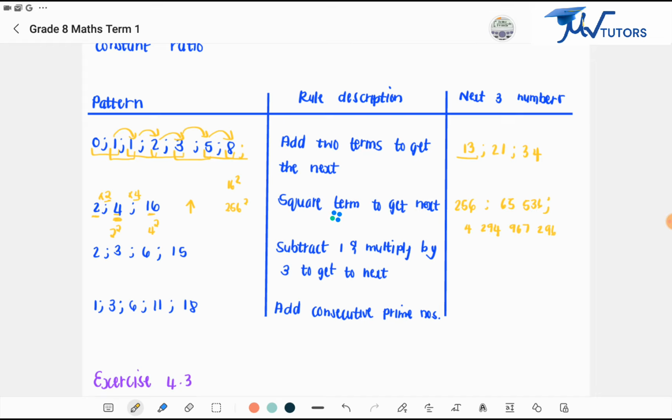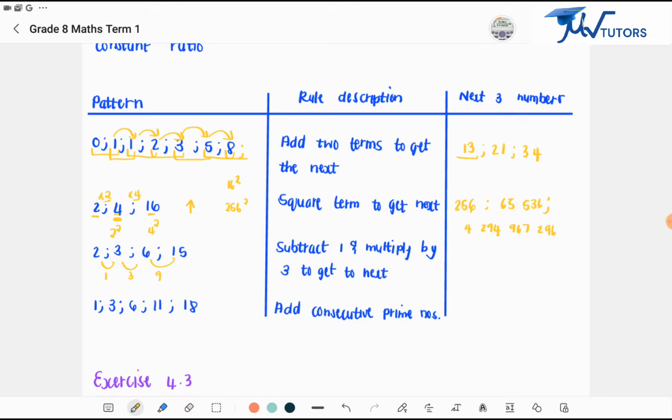Anyway, let's look at the third scenario. So we have 2, then 3, then 6 and 15. If I were to add, I'm adding 1, 3, and 6. If I'm adding, I'll add 1, then 3, but then I'd add 9. So it's not really working out there.